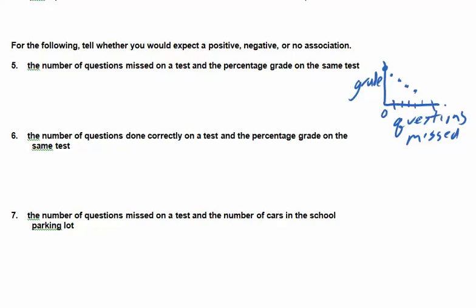This is the independent, happens first. This is the dependent, happens second. I miss my questions and then I get a grade. So this would be a negative association.